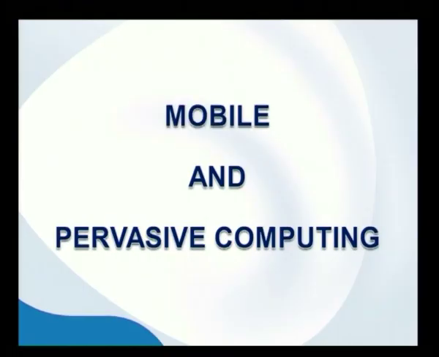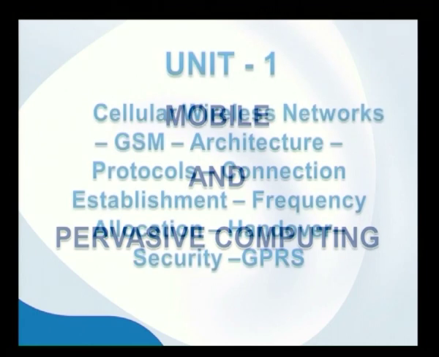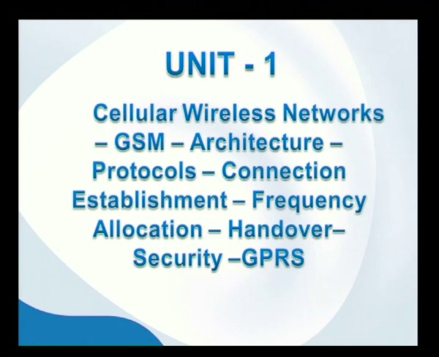Welcome to UGC lecture series in computer science. This series of lectures cover mobile and pervasive computing. The lecture series cover cellular wireless networks, global system for mobile communication, GSM architecture, GSM protocols, connection establishment, frequency allocation in GSM network, GSM handover, security in GSM, and the general packet radio service, that is GPRS. Today's content is about frequency allocation.